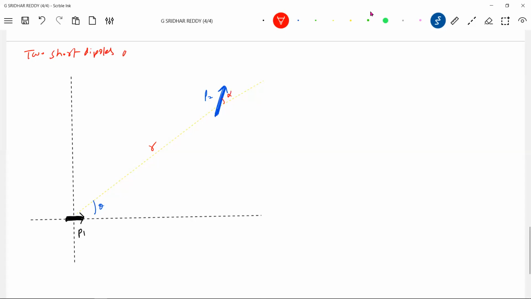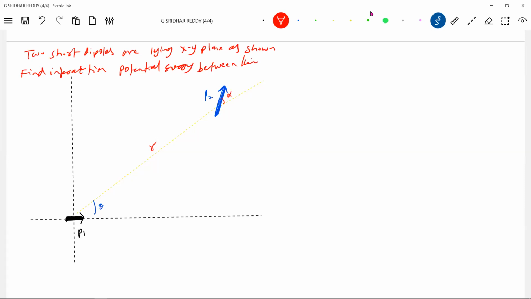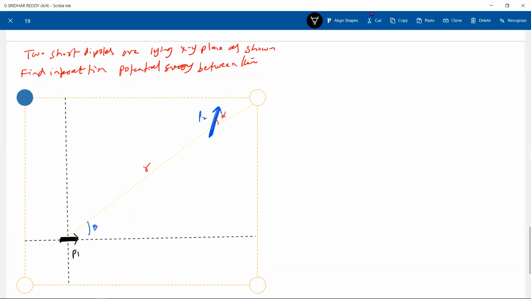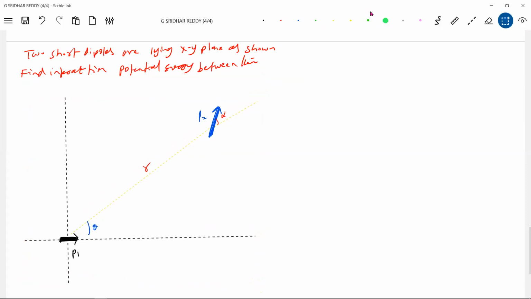Two short dipoles are lying in the XY plane as shown. Find the interaction potential energy between them. Whatever I just now explained, you can take help of that.